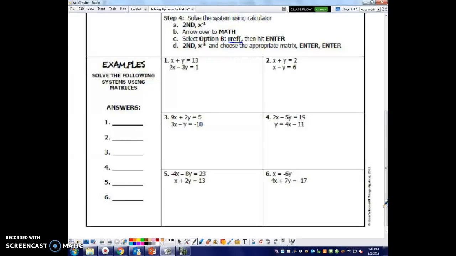Okay. So, first step, make sure they're in standard form. X, y equals number, X, y equals number. We're good. The matrix we're going to type in, you look at the numbers in front. In front of X is a what? A 1. In front of Y is a 1. And then we have 13. In front of X is 2. In front of Y is -3. And then 1.